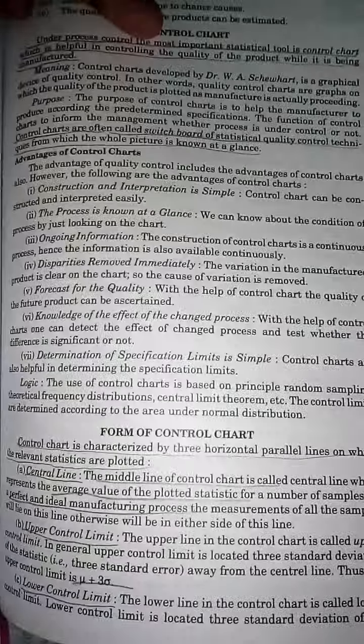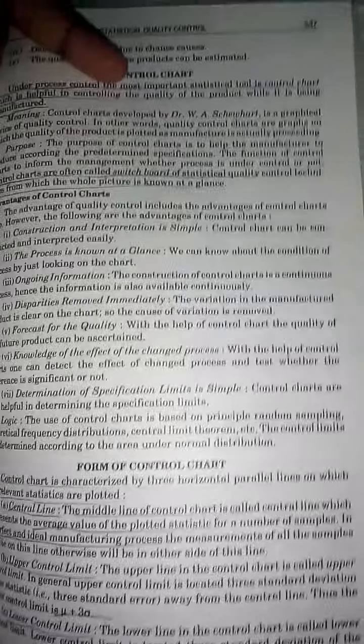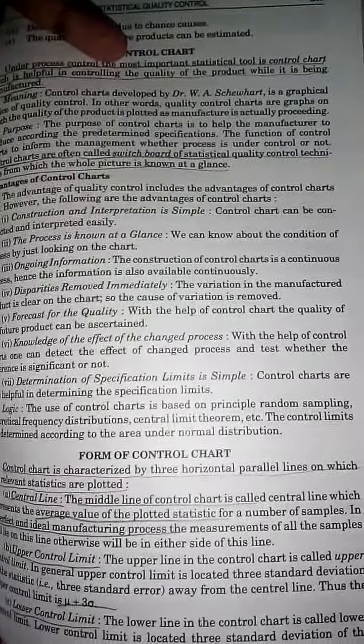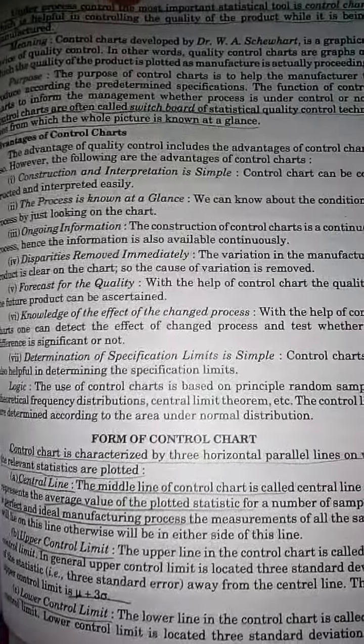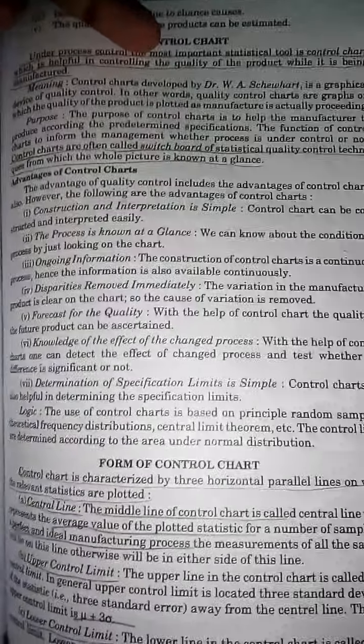Then comes the upper control limit. The upper line in the control chart is called the upper control limit. It can be written as mu plus 3 into standard deviation.